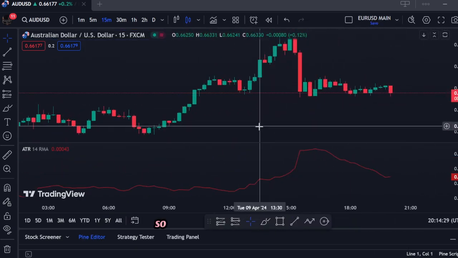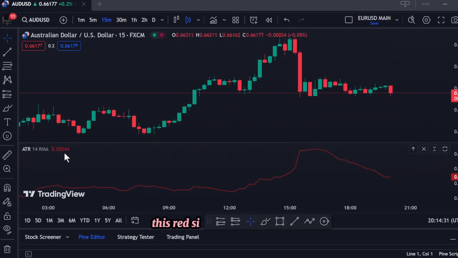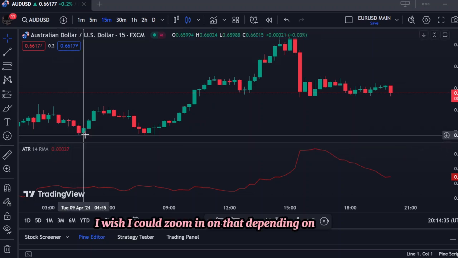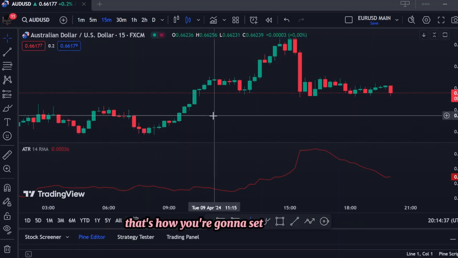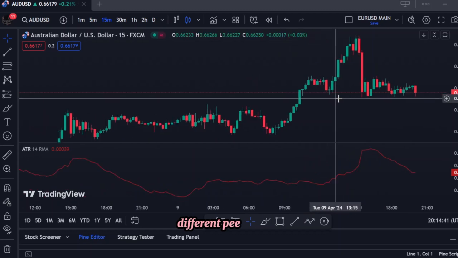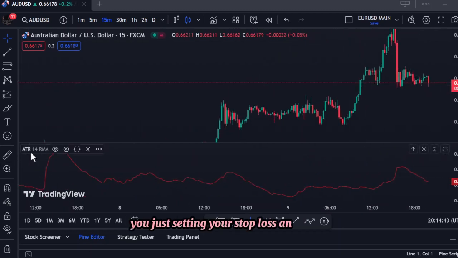Okay. So depending, you can see this red sign here changing. I wish I could zoom in on that. Depending on the value, that's how you're going to set your stop loss. Like right now, it's saying 3.7 pips. Different pip values, you just use it for setting your stop loss and so on. So that's the use of the ATR indicator. If you know, you know.